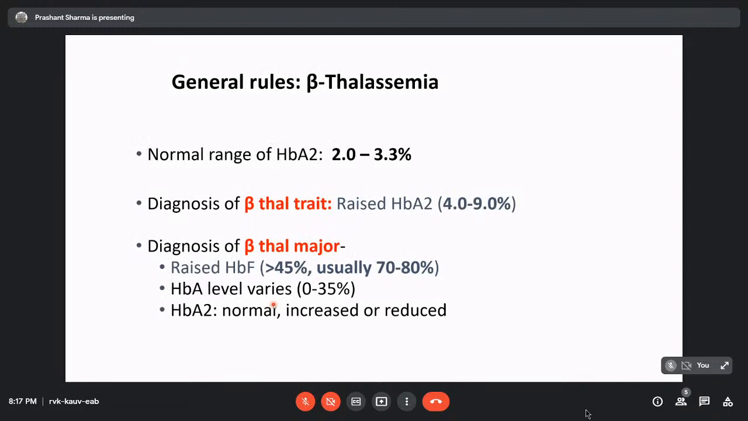The normal range of hemoglobin A2 is between 2 to 3.3%. For diagnosis of beta thalassemia trait, we require a raised HbA2, but up to 9%. So an HbA2 between 4% to 9% is elevated, consistent with beta thalassemia trait, as long as the indices are also supporting it. For a case of transfusion-dependent or even independent beta thalassemia, we need to have a raised hemoglobin F, which is usually more than 45%, which is always more than 45% and usually more than 70 to 80%. The HbA level, of course, is going to vary depending on how much space F is occupying, and A2 levels are often increased but can also be normal or reduced.